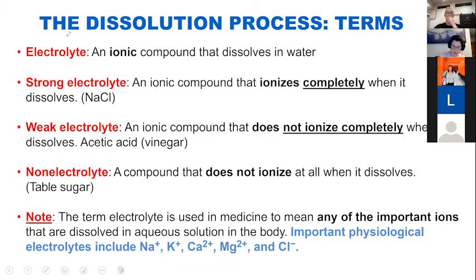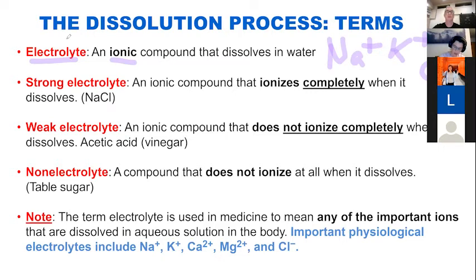So these are some of the terms we use when these things are dissolving. Now, electrolyte is a new term you've probably heard of. Whenever you see a commercial for Gatorade or something on TV, they're always talking about electrolytes. Electrolyte is just an ionic compound that dissolves in water. So sodium, potassium, chloride ion. These are common electrolytes.